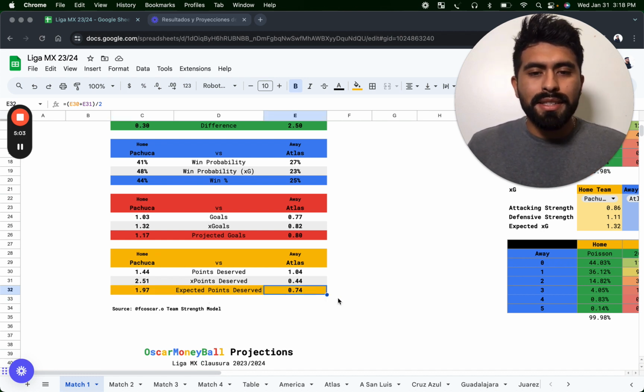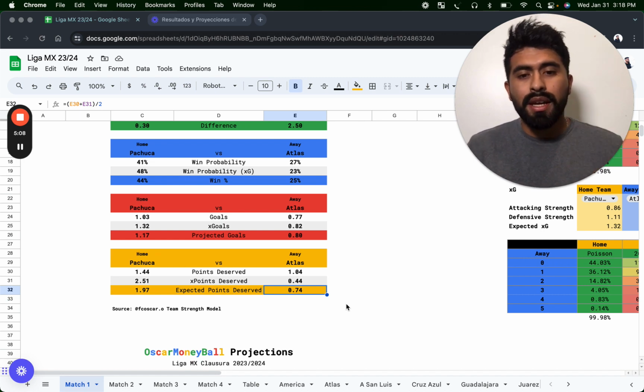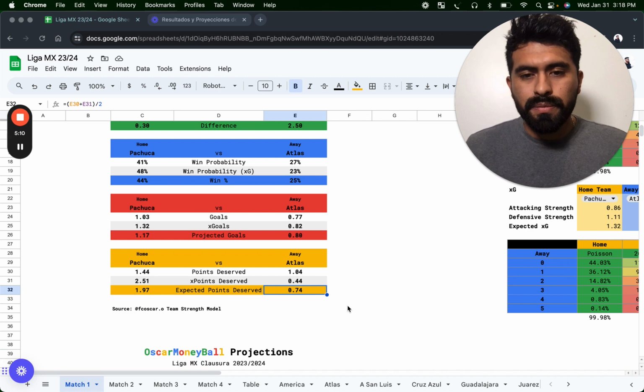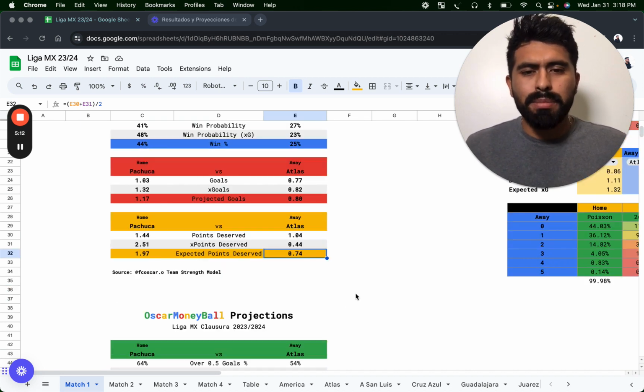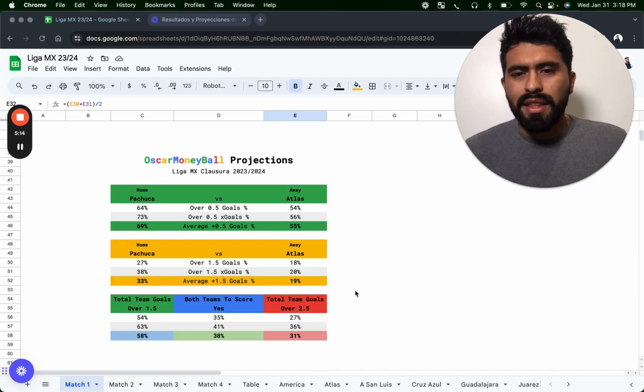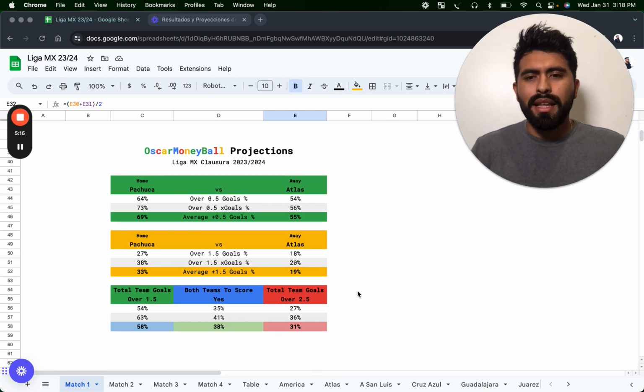Meanwhile, Atlas is expected to deserve 0.74 points out of the 3 in contest today. Hopefully that gives you a clear explanation of what that is. Now, these are the bets for you guys that like to bet.